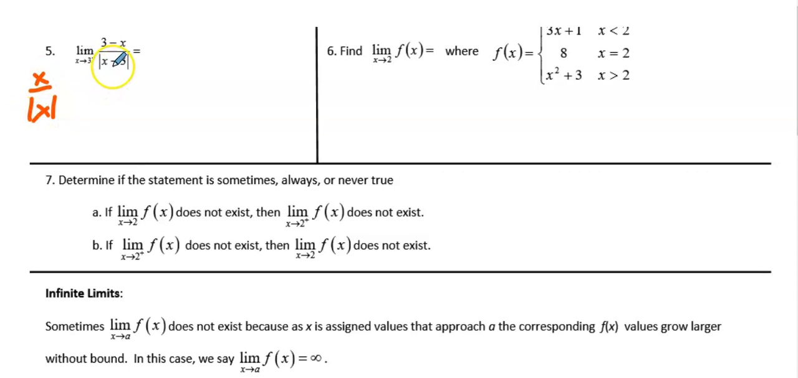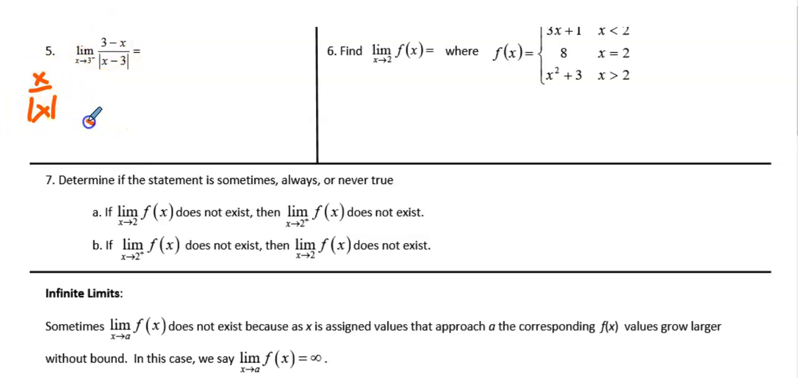I wrote x over the absolute value of x because that mimics this. It doesn't matter where the absolute value is, it's going to give you the same function. So this is equal to the same thing. In this particular example, what we want to do is manipulate this to where we know what this is.